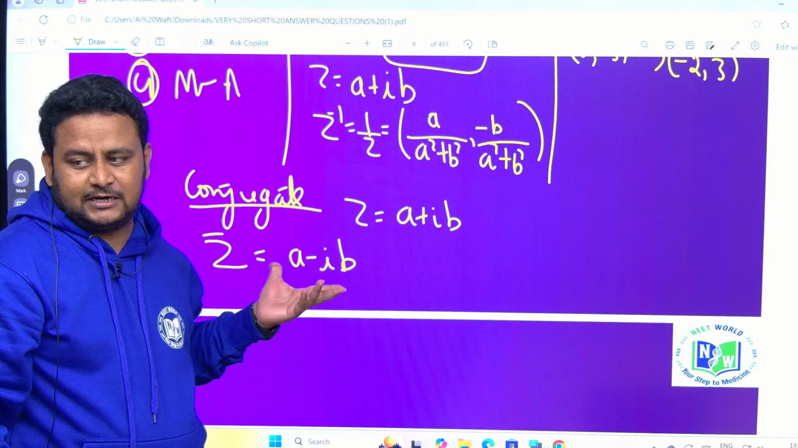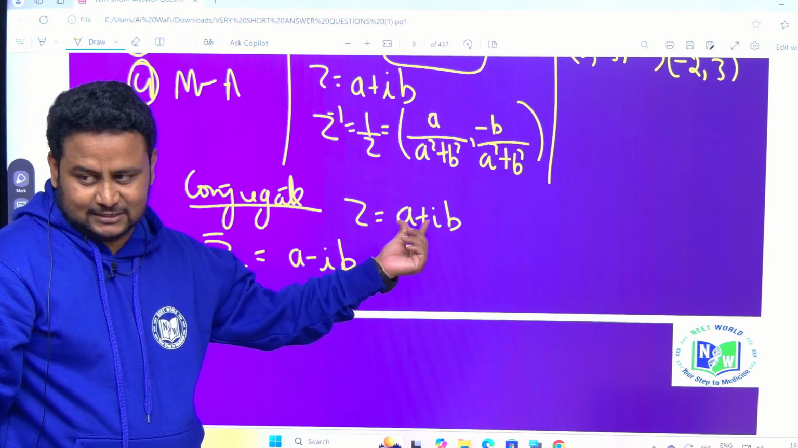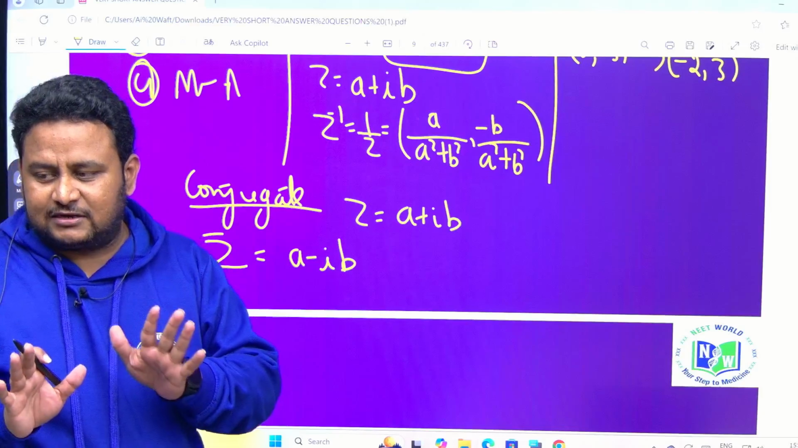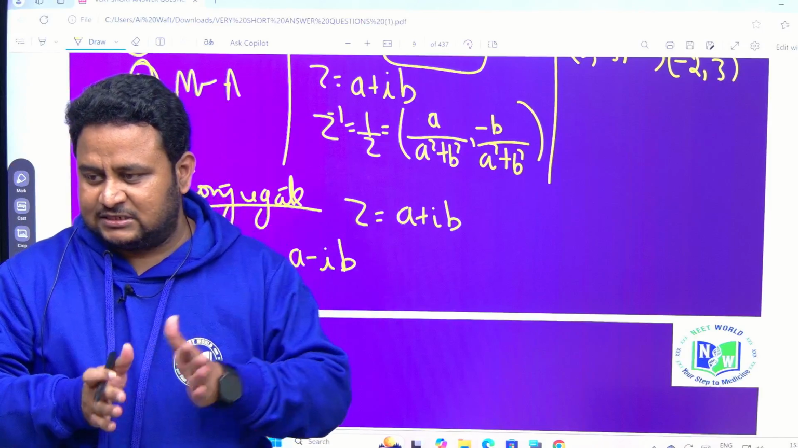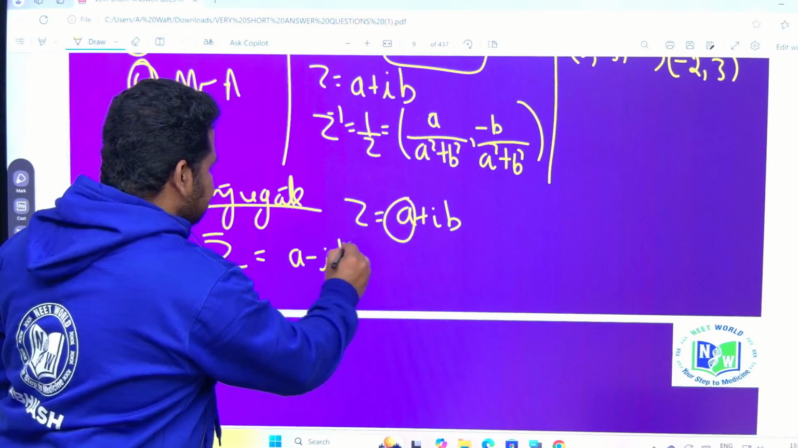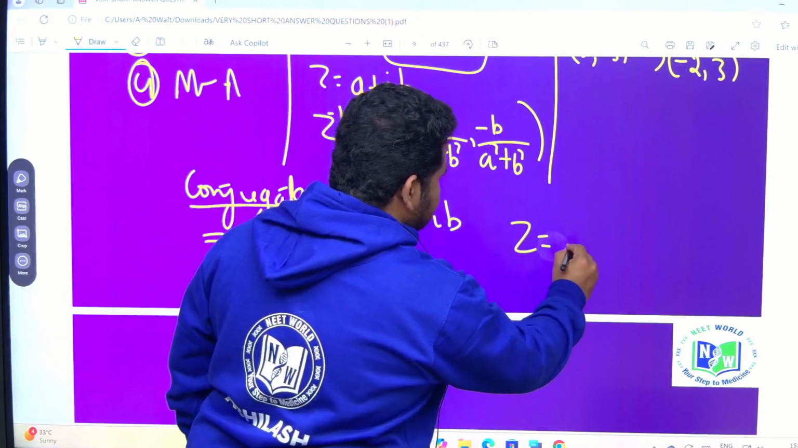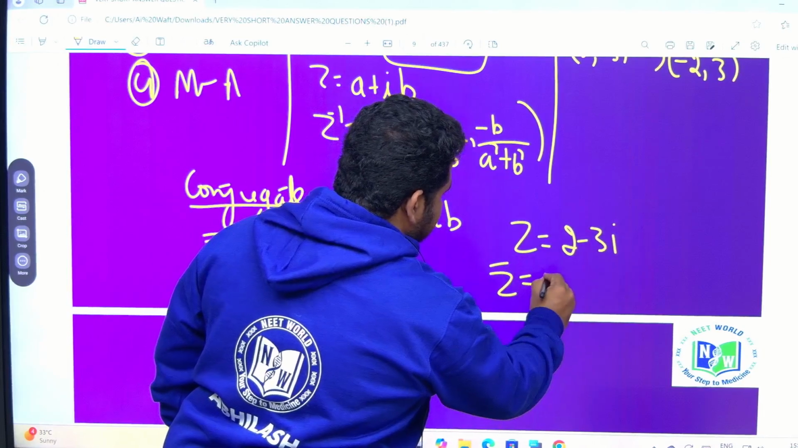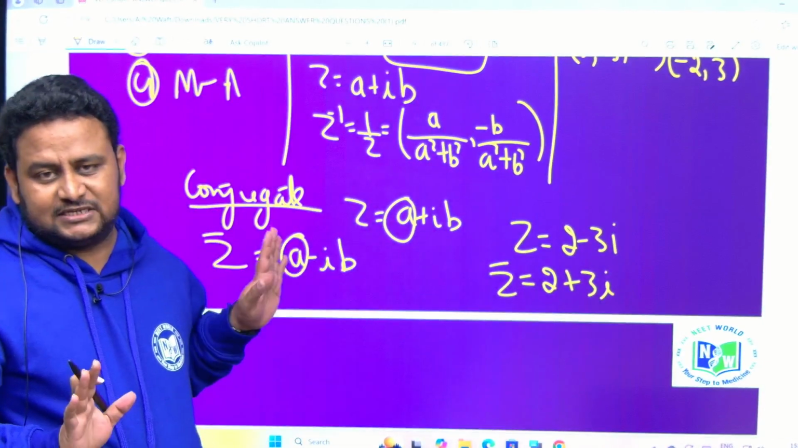Wherever the imaginary part is there, if it is plus in Z, in Z bar it will become minus. Only for the imaginary part do you have to change the sign. Suppose it is plus, then it will become minus. Suppose it is minus, it will become plus. But the real part, nothing changes. Suppose I give an example: Z is equal to 2 minus 3i. Then Z bar will be 2 plus 3i, just like that. You only change the imaginary part.